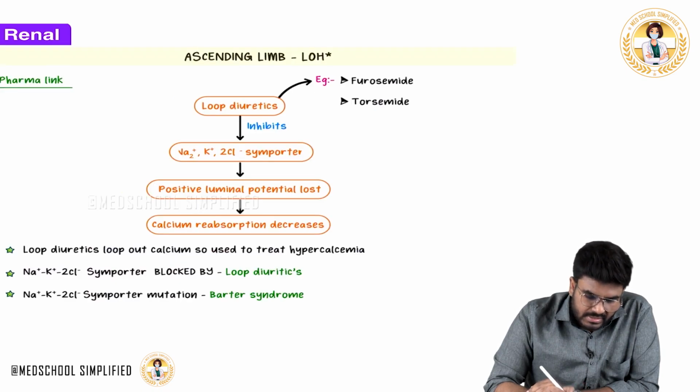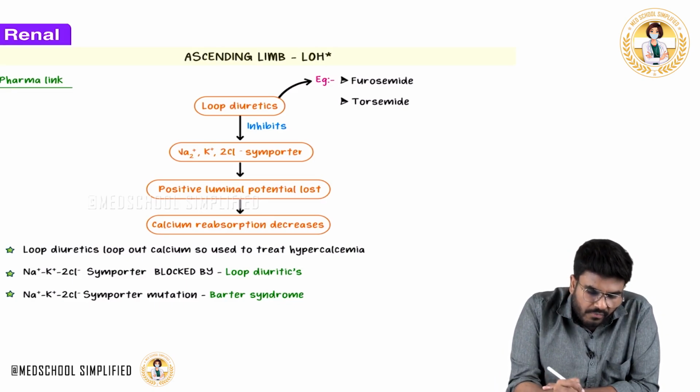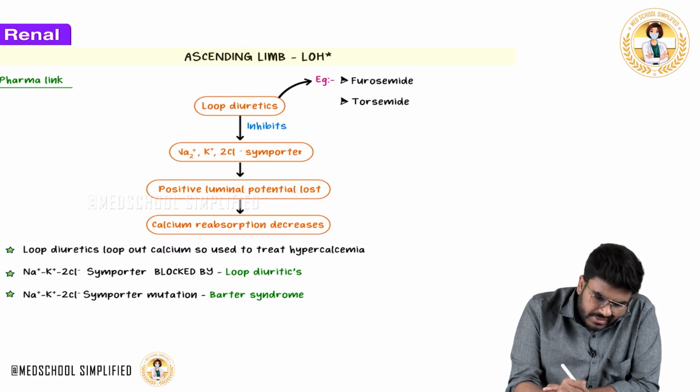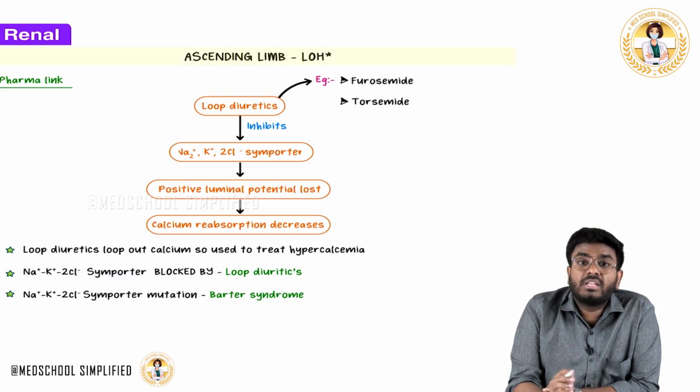Now after this, let's have a little pharma link. Let's have a little discussion about the pharma. Now guys, have you ever heard about loop diuretics? Loop diuretics act on the loop of Henle. Which part of the loop of Henle? Ascending limb of loop of Henle. In the name itself it is there, loop diuretics. Diuretics means double the urination, more urination. Diuretics are the drugs which cause more urination.